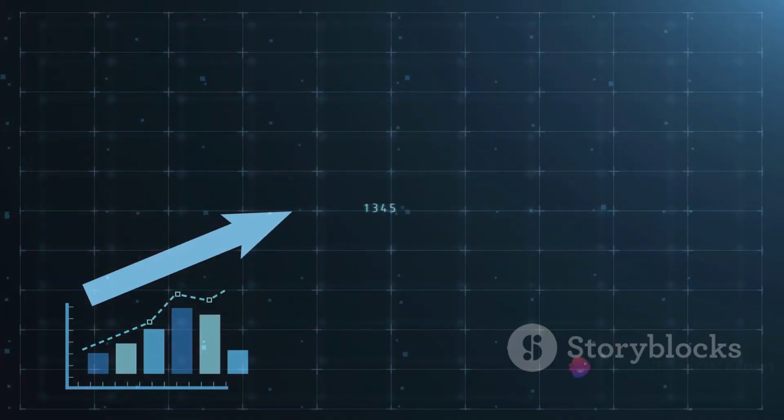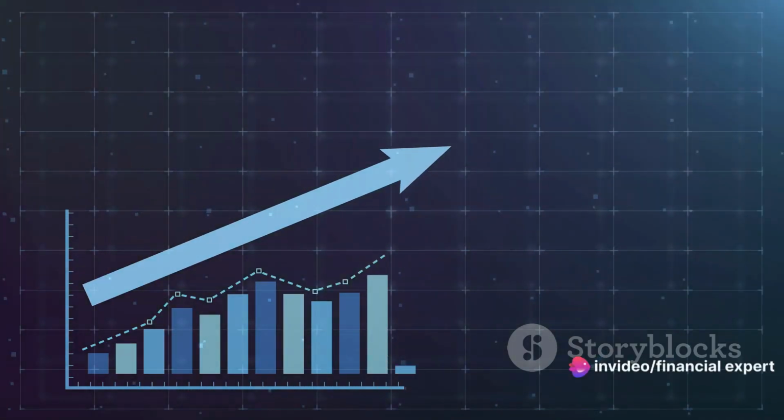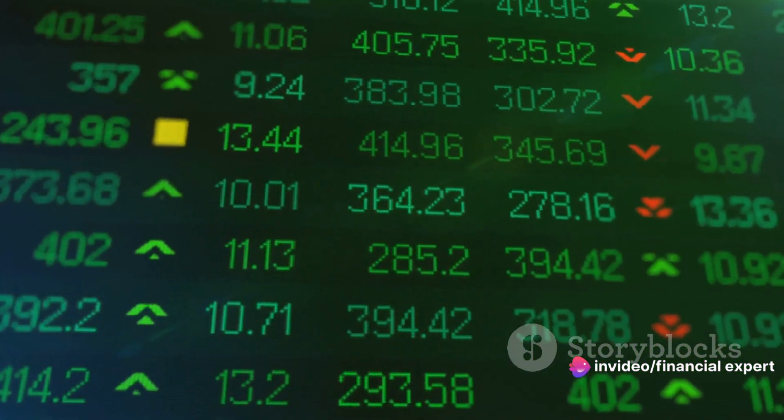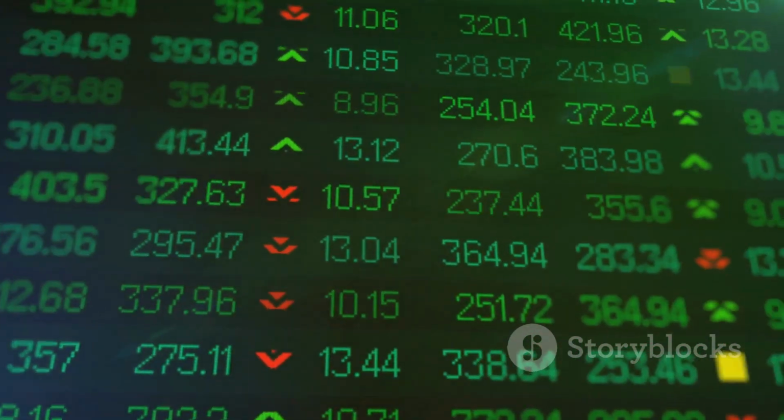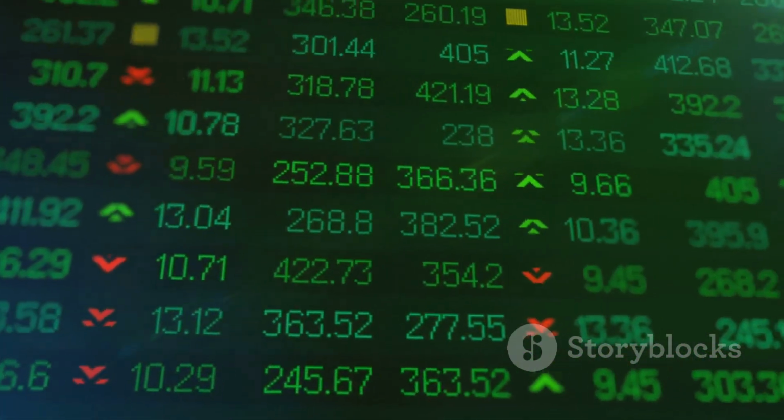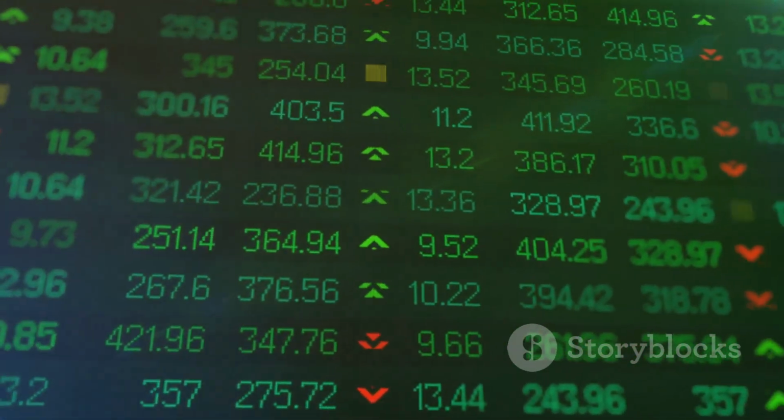It's also important to remember that volume information is readily available. Most trading platforms include volume data, often represented as a bar chart below the price chart. This allows you to easily see how volume is changing over time in relation to price changes.